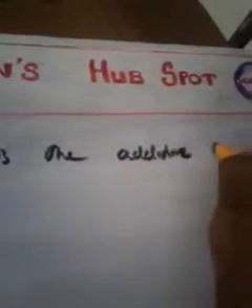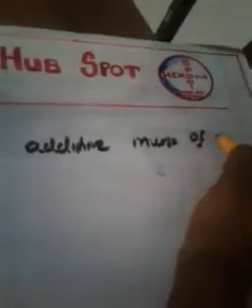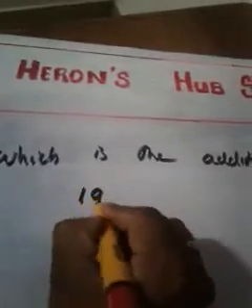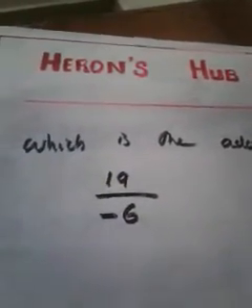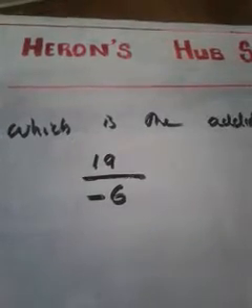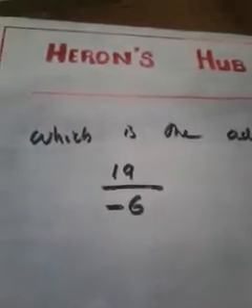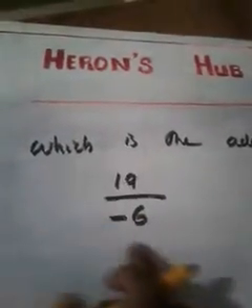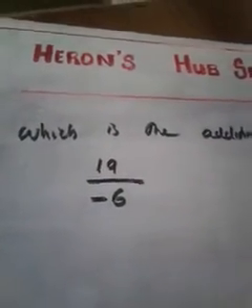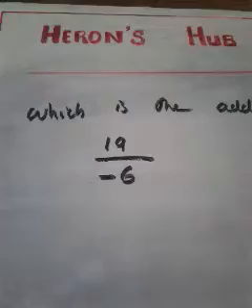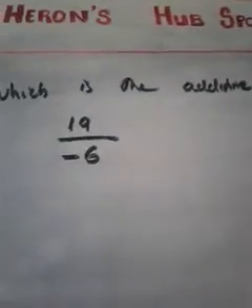And the next question is: which is the additive inverse of 19 by minus 6? This is from your question number 2. In question number 2, a few sub questions are there. I am going to solve only one sub question from that, and all the remaining sub questions you have to do as homework from question number 2. You may have understood. And here the question is, which is the additive inverse of 19 by minus 6?